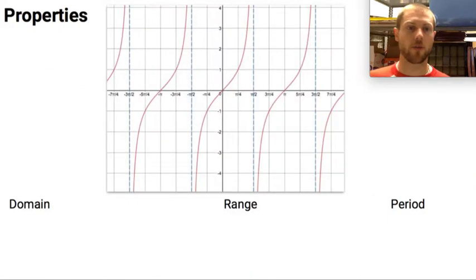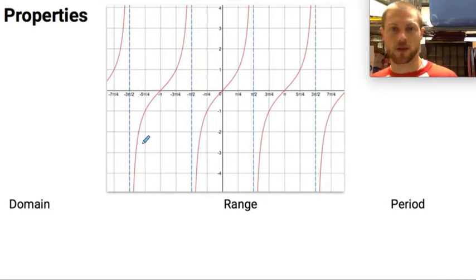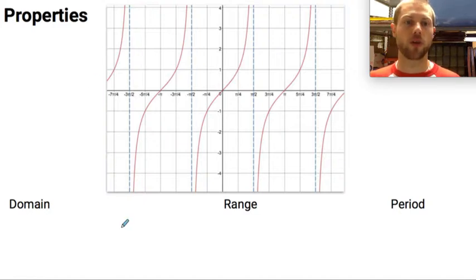So let's now talk about some of the properties. We've got the domain, the range, the period. Here's a little bit prettier of a graph. The domain is something a little bit different. It's not negative infinity to positive infinity because I have all these points where x is not defined. So I need another way to describe that. So here's one way that we can do that.